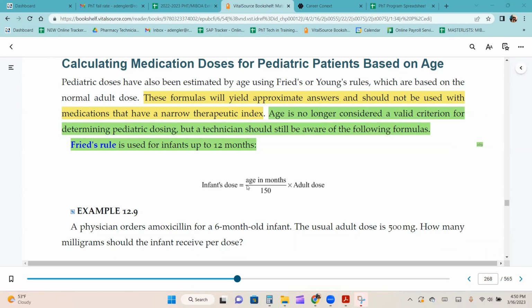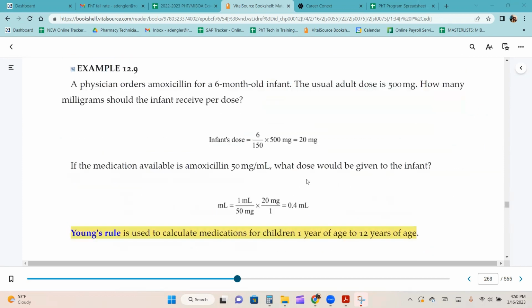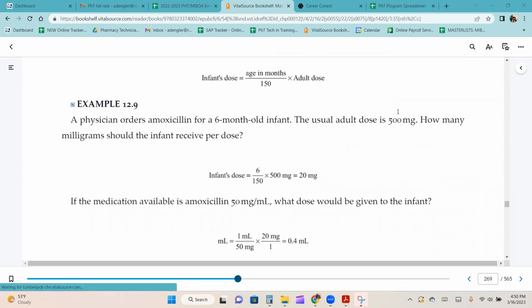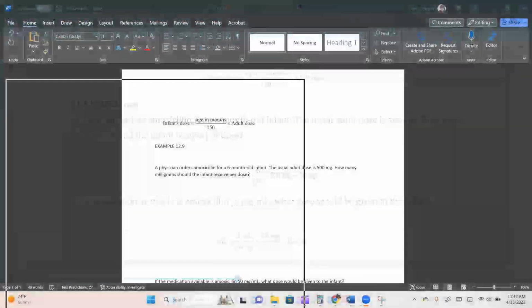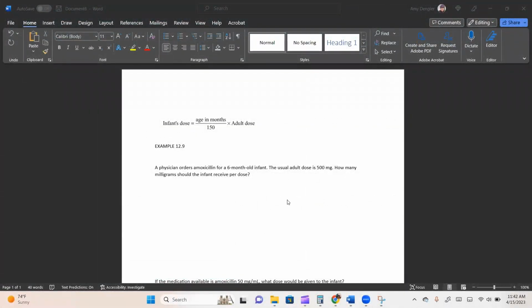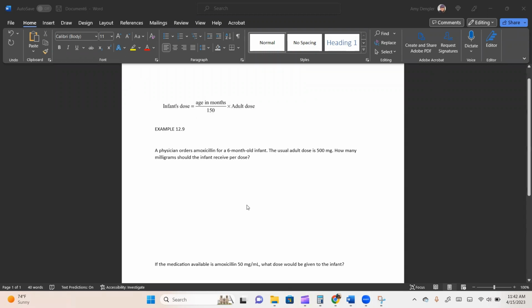So we have the infant's dose is equal to the child's age in months over 150, and then multiply that by the adult dose. So let's do example 12.9. We're using the formula above we just talked about. A physician orders amoxicillin for a 6-month-old infant. The usual adult dose is 500 milligrams. How many milligrams should the infant receive per dose?